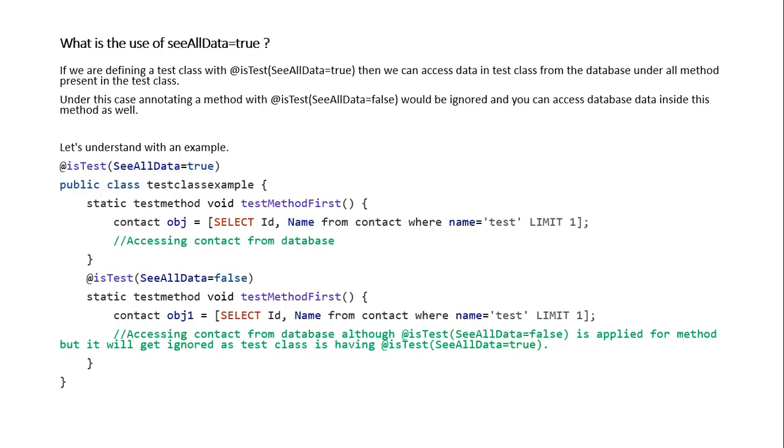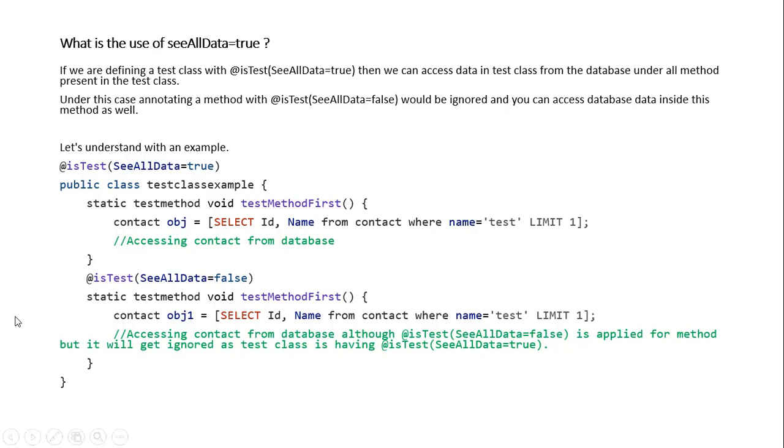If you are defining @isTest with SeeAllData equals true, then we can access the data in the test class from the database under all methods which we are using in the test class. Under this annotation, SeeAllData equals false on the methods inside this class would be ignored if we have mentioned SeeAllData equals true at the class level.